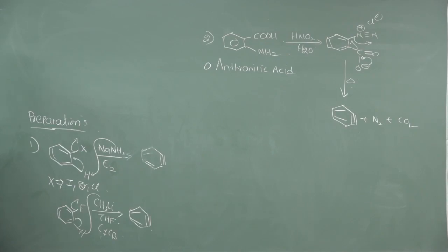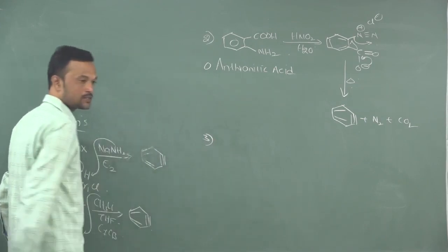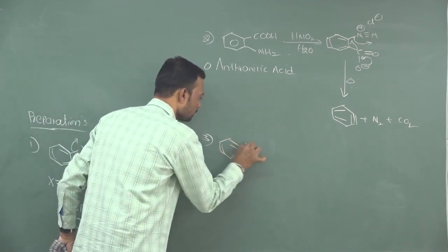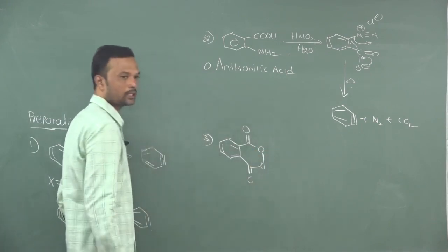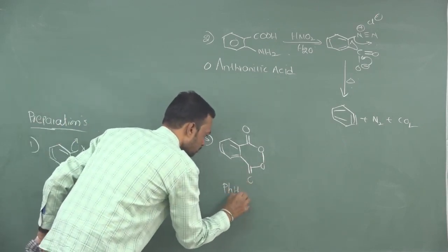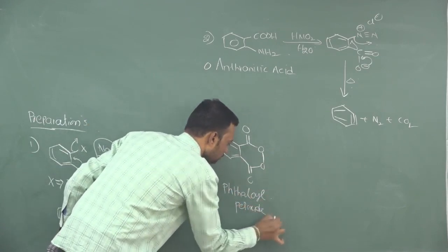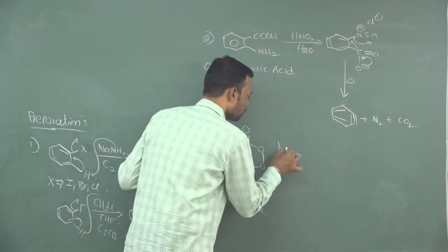Clear? Next, I am using phthaloyl peroxide. One more is phthaloyl peroxide. This is O, C double bond O like this. This is called phthaloyl peroxide, the peroxide of phthalic acid. This is photochemically decomposed.